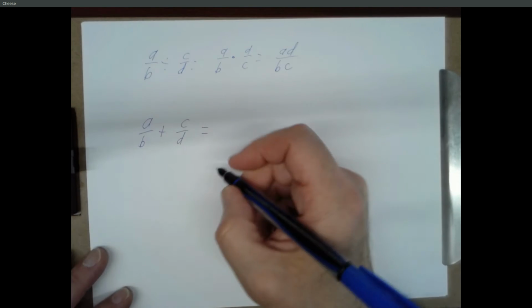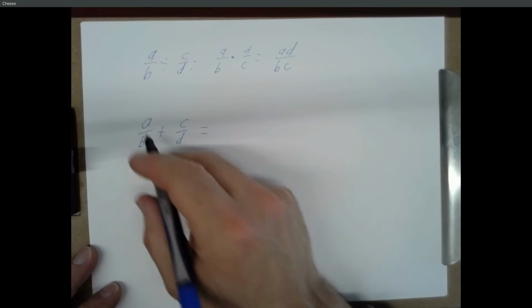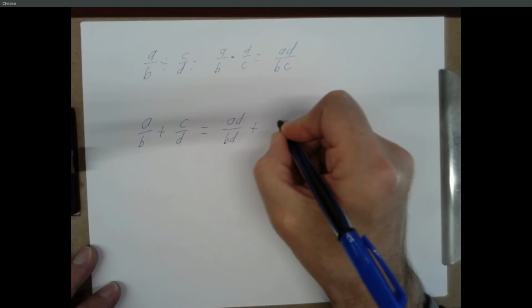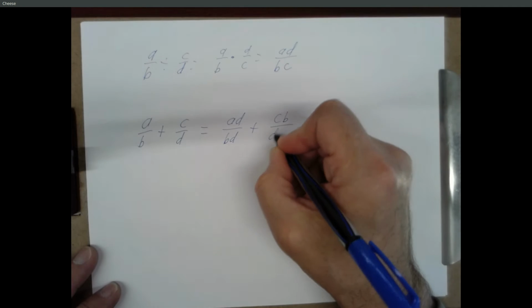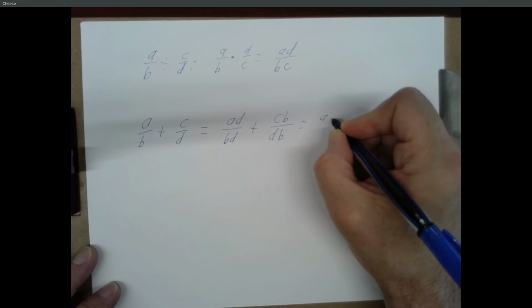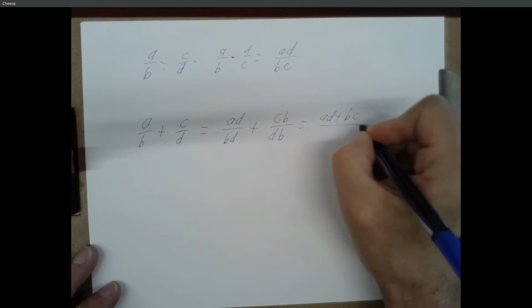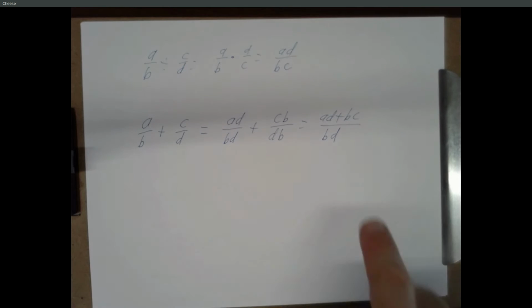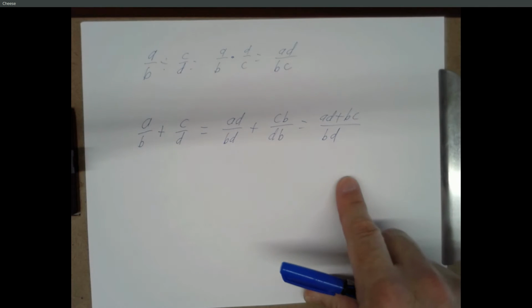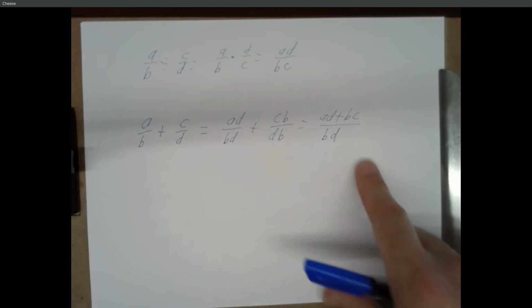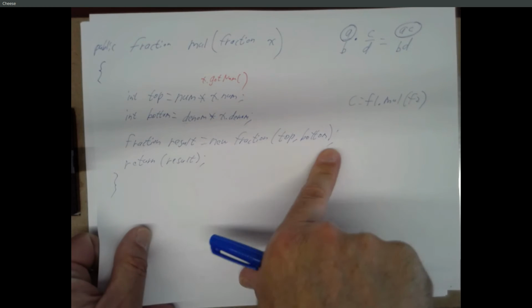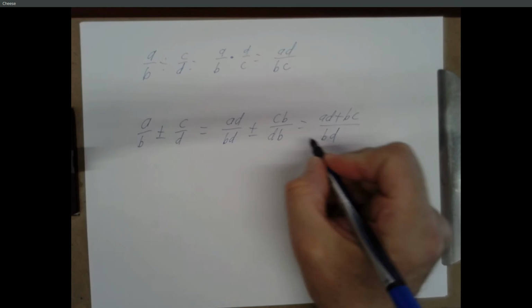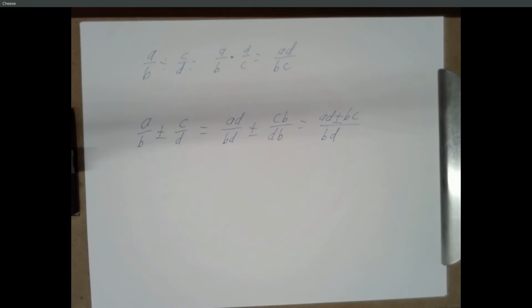Addition, you got to find a common denominator. So multiply by d over d, and multiply the second thing by b over b. And then write your code accordingly. Take all of that stuff, multiply it, that's the top. Take all that stuff, multiply it, that's the bottom. Make your new fraction from the top and the bottom and return it. And subtract is exactly the same, but just do your subtraction.